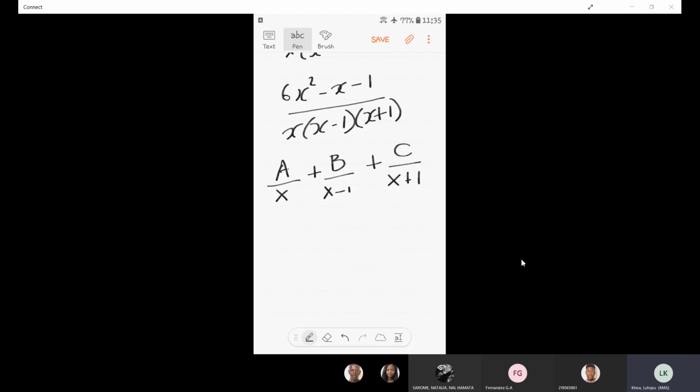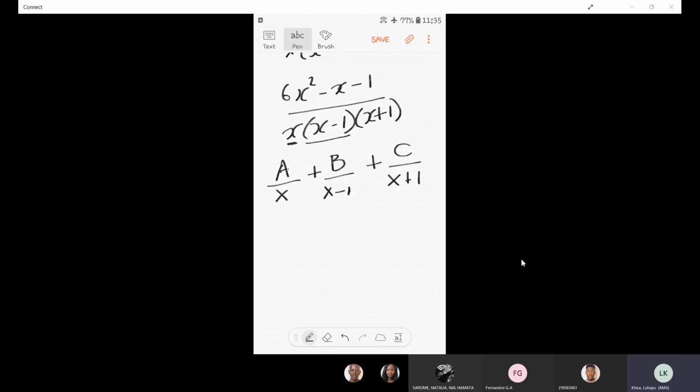What do you mean by the factors are not repeating or are not repeated? It means I can see only one. This x over here is a factor. There's only one of it. This x minus 1, there's only one of it. So it's not repeating. I don't see it twice. It's not squared or anything like that. That's what I mean. Okay. All right.